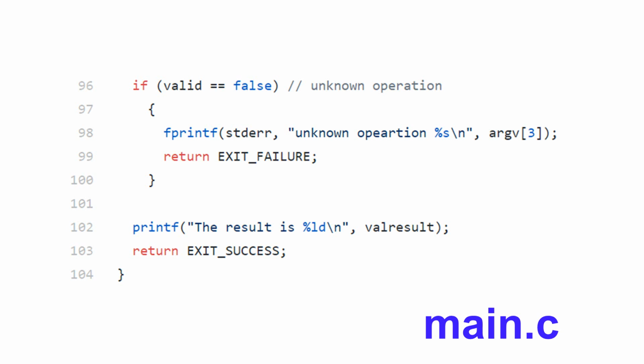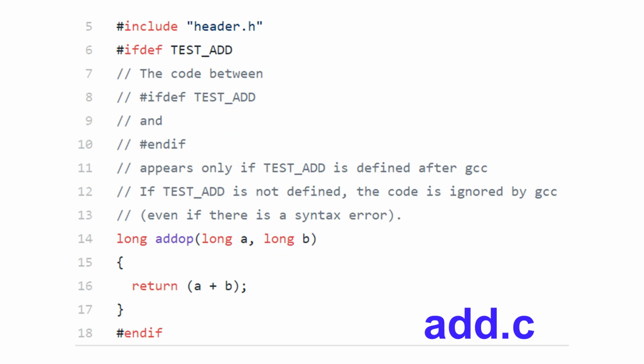Next, let's see add.c. This is a relatively simple file. At the top, it includes the header file we saw earlier. The function is enclosed by #ifdef and #endif. If TEST_ADD is defined, the function is turned on. If TEST_ADD is not defined, this function is discarded.